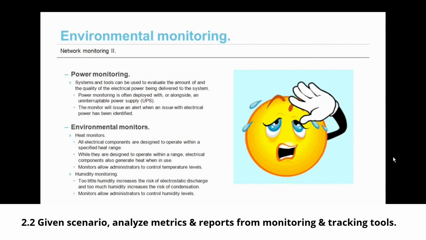Humidity is another item that network administrators need to keep in mind. Too little humidity increases the risk of electrostatic discharge, or ESD, but too much humidity increases the risk of condensation on equipment, and your electrical components do not like that condensation. Humidity monitors allow administrators the ability to control the humidity level through the proper means before it becomes an issue.